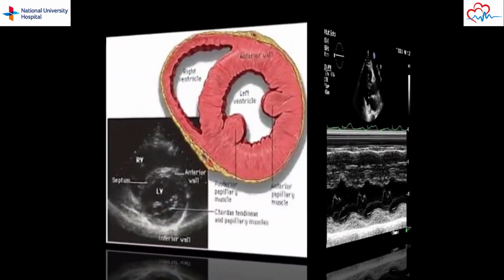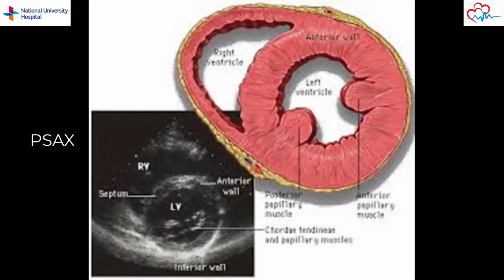We can now look at the parasternal short axis view. This view is obtained by rotation of the transducer in a clockwise direction from the parasternal long axis view. The transducer marker should now face the patient's left shoulder.